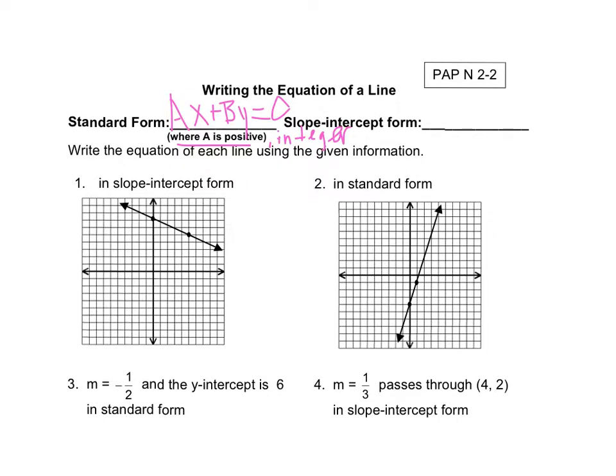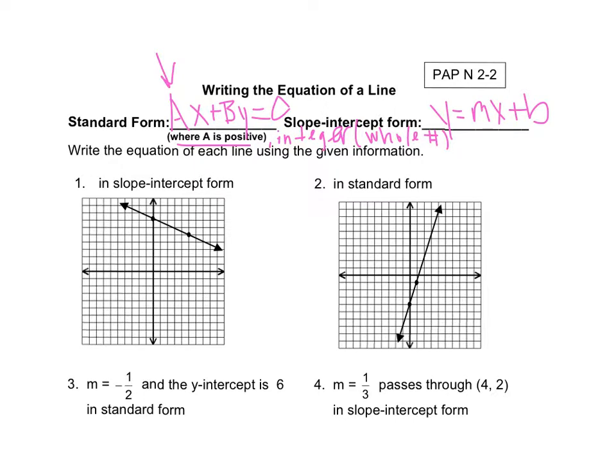An integer means a whole number, so just make sure when you are putting it in standard form that a, which is the coefficient of x, has to be positive and it has to be a whole number. The slope-intercept form is y equals mx plus b. We talked about that yesterday. M is your slope, b is your y-intercept.